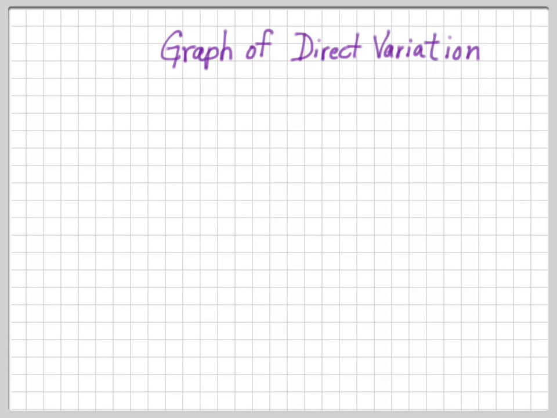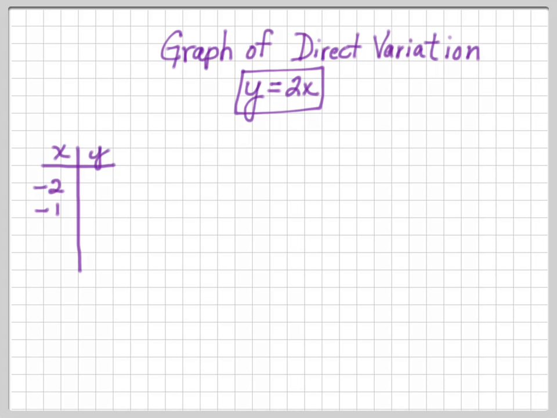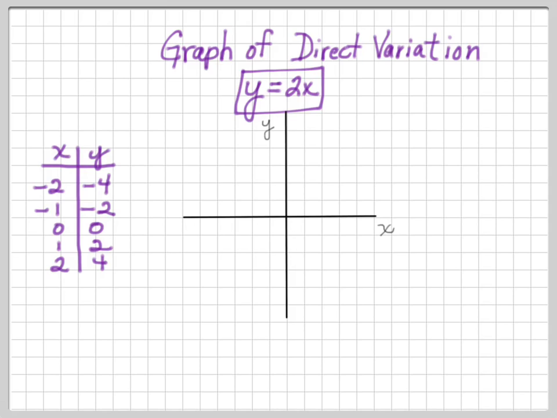Let's take a look at what the graph of a direct variation will look like. And let's use an example again, and this time I'm going to use y equals 2x. So if I set up my table of values and I choose values for x between -2 and +2 and plug them into our equation, we're going to get our values from -4 to 4 for y. And if we graph these, you can see that they line up and they go right through the origin. So there's our straight line, linear.